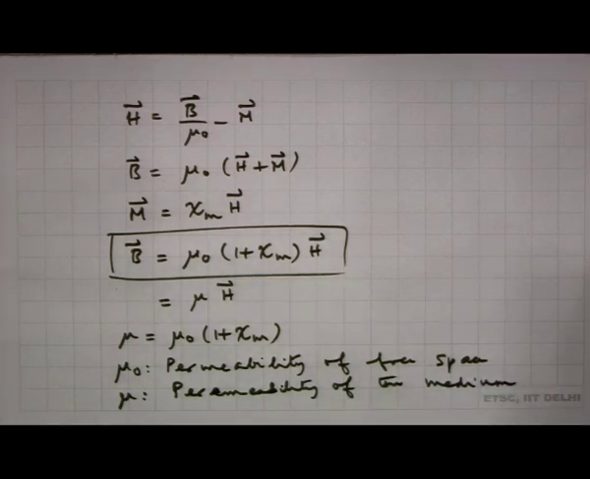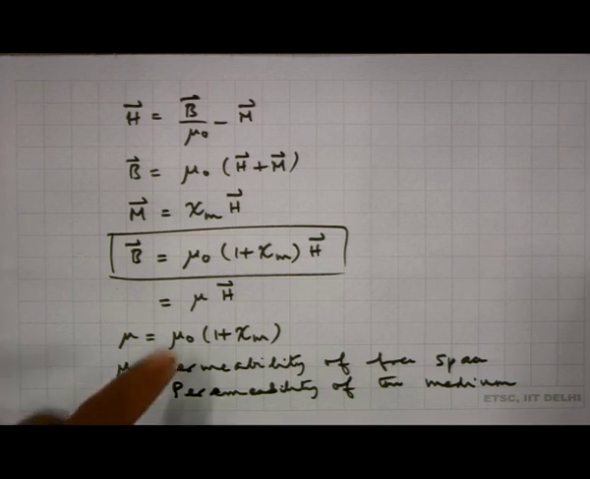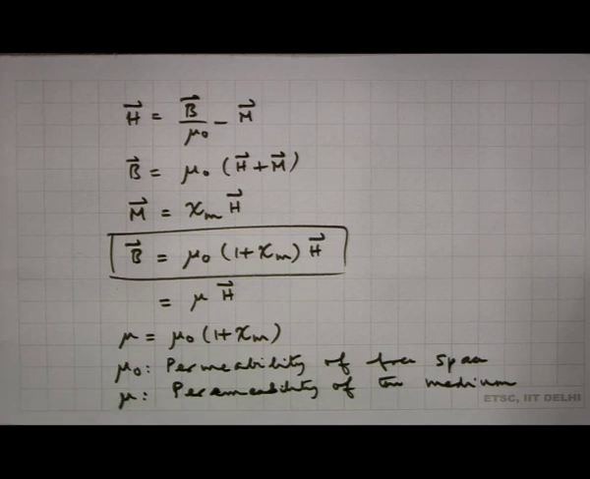So, the magnetic properties of the medium are represented by mu, the magnetic permeability of the medium. It is similar to the dielectric constant and the dielectric permittivity of the medium that we had introduced in electrostatics. Similarly, we have mu naught as the permeability of free space, and mu is the permeability of the medium, which is given by mu naught into 1 plus chi m.